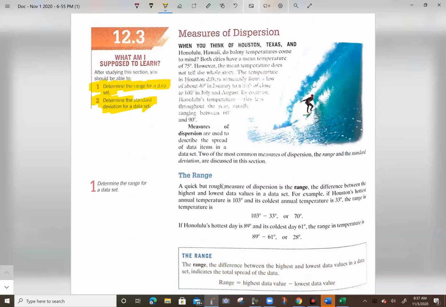Okay, so the range, hopefully you remember, or at least it seems familiar to you, that to find the range, you simply take the maximum number and you subtract the minimum number.